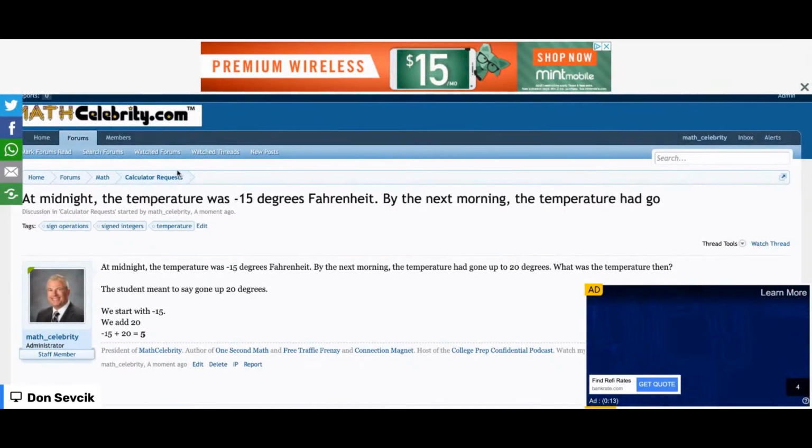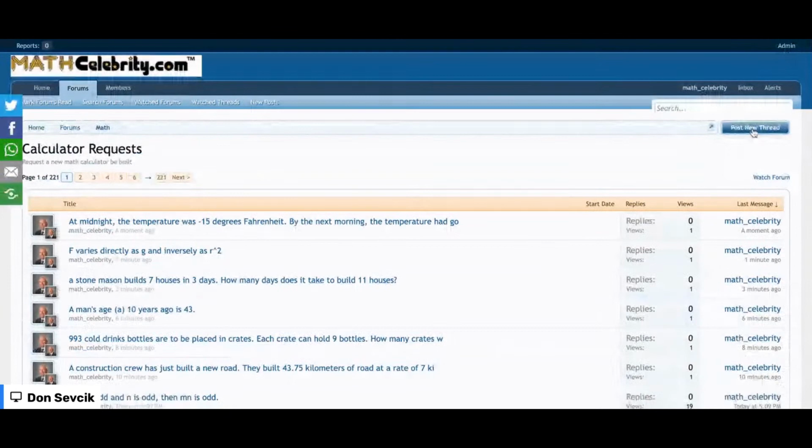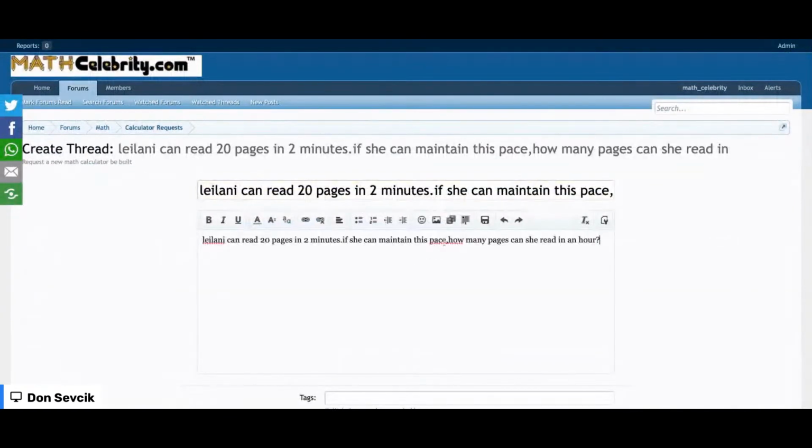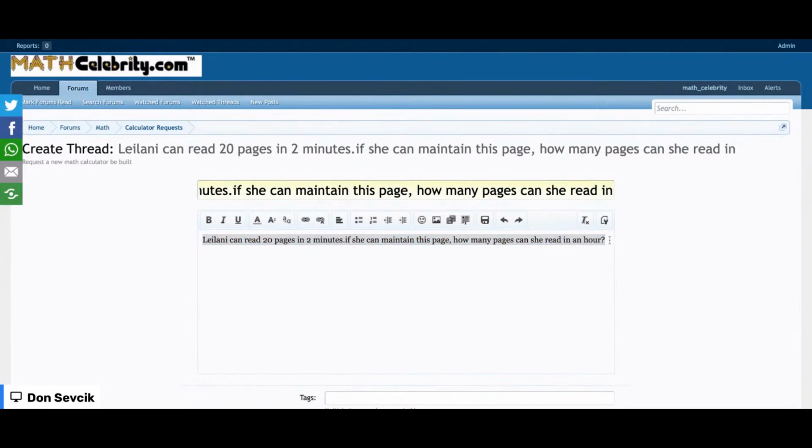Let's figure out what's going on with Leilani and her reading rate. Correct the spelling here, page. Capitalize. Okay. Leilani can read 20 pages in 2 minutes. If she can maintain this page, I think they mean rate, how many pages can she read in an hour? All right.